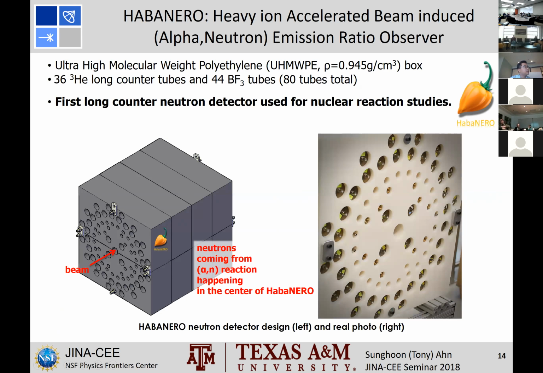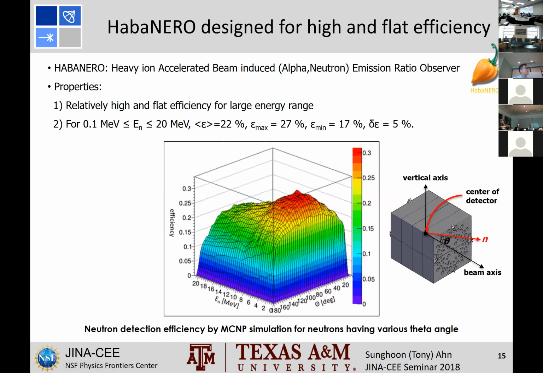So after we developed this, I have to explain one more thing. We simulated it with MCNP6, which is good for neutron simulation, for the design. This is the plot for the simulated efficiency as a function of energy and angle. And you can see that the efficiency as a function of energy is very flat. For neutron energies between 100 keV and 20 MeV, the efficiency was 22% on average, plus or minus 5%. So it's very high efficiency for high energy neutrons.